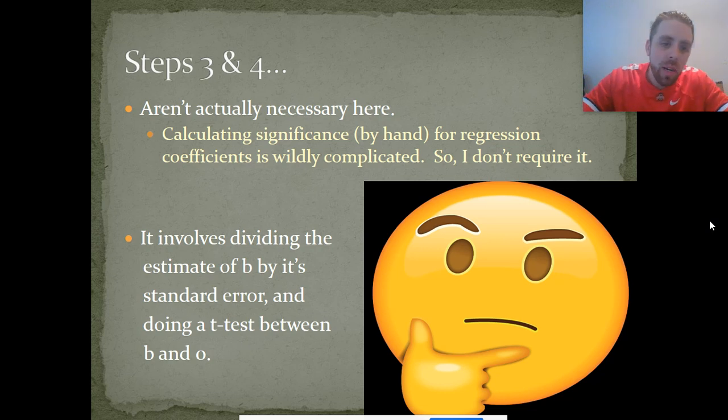So steps 3 and 4 here, if you really wanted to do it, you would have to set your alpha level, which is easy enough, but then you would need to divide the estimate of B by its standard error, and then you would do a t-test between B and 0. I'm not going to actually ask you to do that. So just for now, please take my word that this still happens. But when you're doing it by hand, all I care about is that you get the right answer for B, the right answer for A, and can interpret it in a full sentence accurately and appropriately.